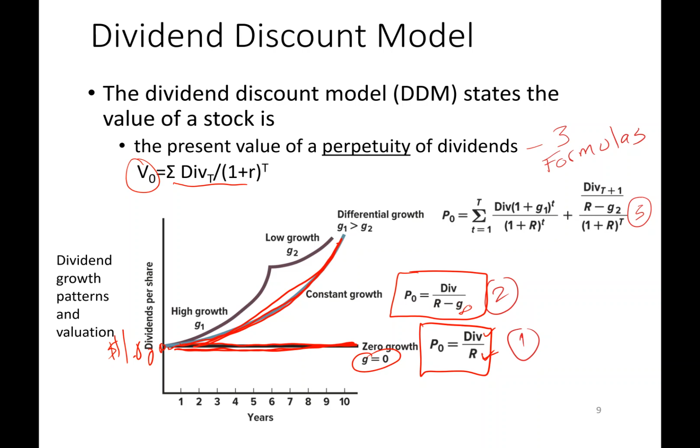The last formula says we're going to forecast dividends at a high rate of growth over the next, say, little t years. And we're going to take the present value of all those individual dividends. However, at some point, maybe 5 or 10 years from now, I'll assume the dividends grow at a constant rate. So I'll take that last dividend, divide it by R minus the constant growth rate into perpetuity, and I have to discount that back to the present.